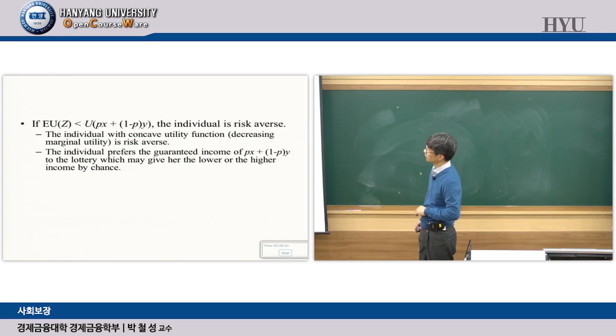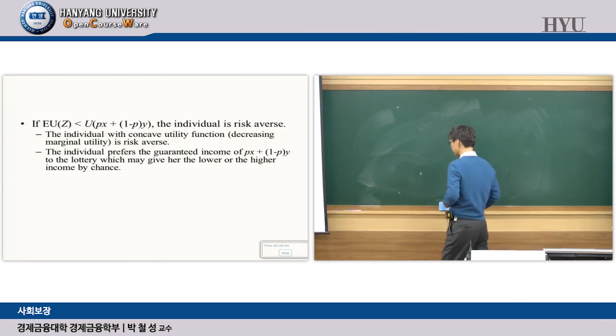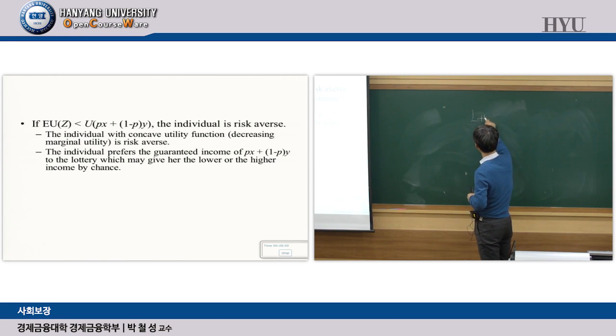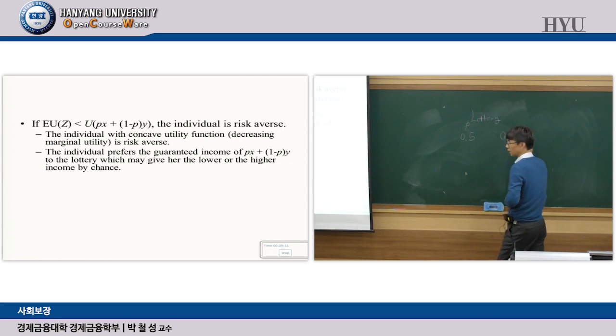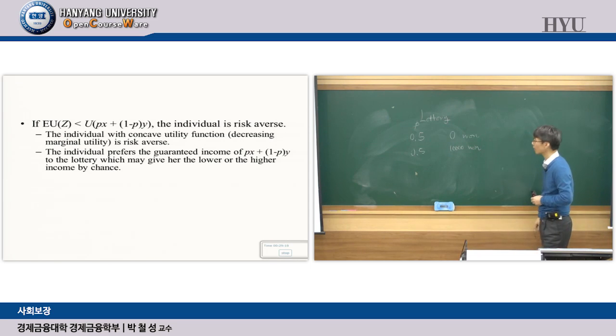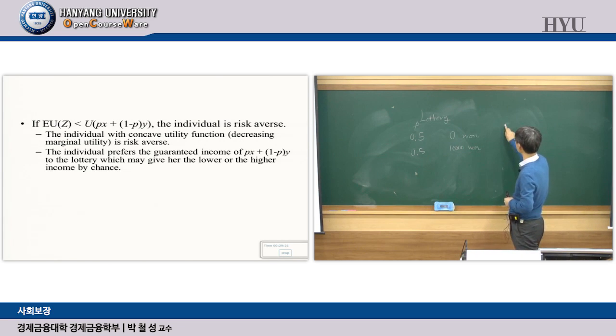Now, let me explain about this. We have a lottery. Let's just use the same example: with probability 0.5, you get 0, and with 0.5, you get 10,000 won. Then actually you get the expected value, the expected income.